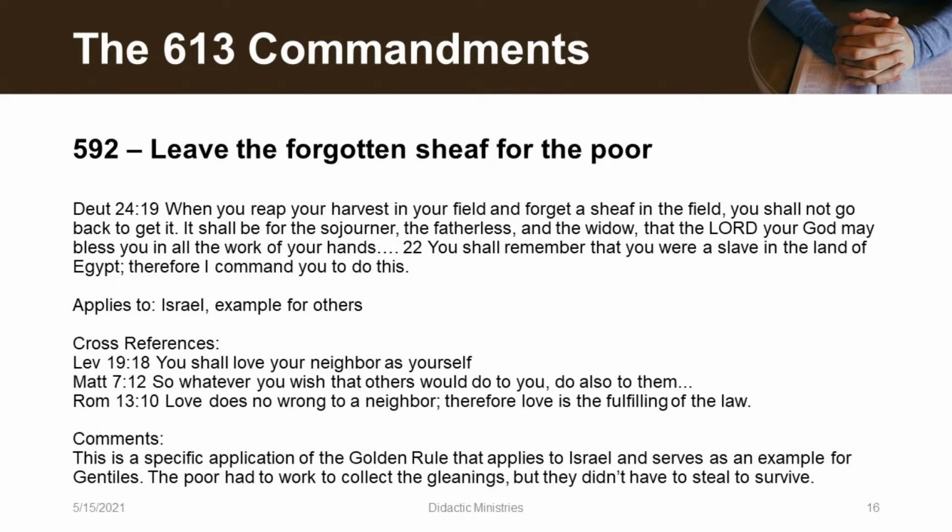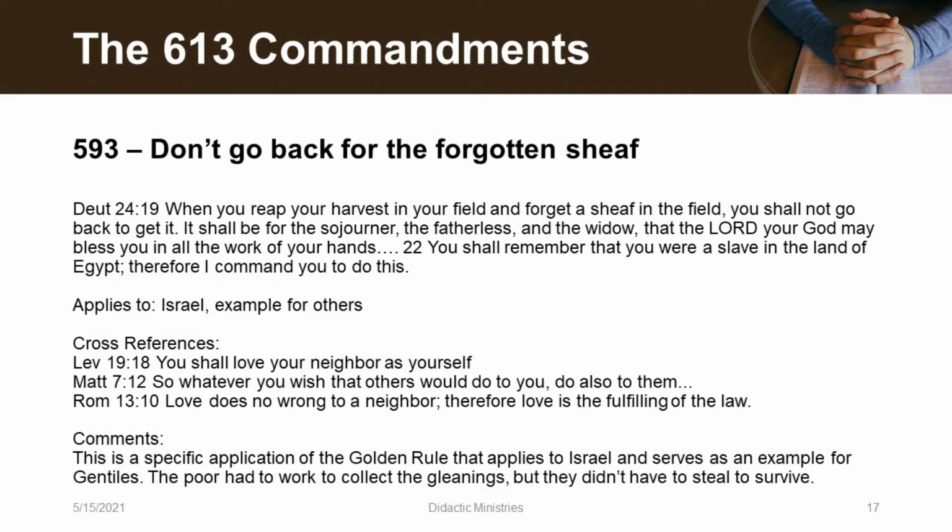Commandment 592, leave the forgotten sheaf for the poor. Commandment 593, don't go back for the forgotten sheaf. Deuteronomy chapter 24, verse 19 says, "When you reap your harvest in your field, and forget a sheaf in the field, you shall not go back to get it. It shall be for the sojourner, the fatherless, and the widow, that the Lord your God may bless you in all the work of your hands." Verse 22, "You shall remember that you were a slave in the land of Egypt. Therefore I command you to do this."